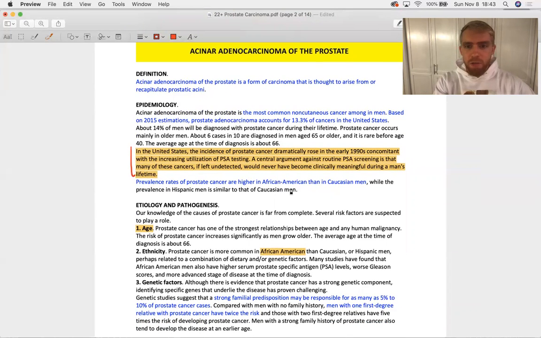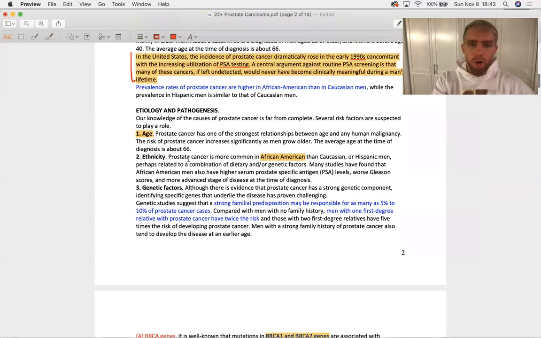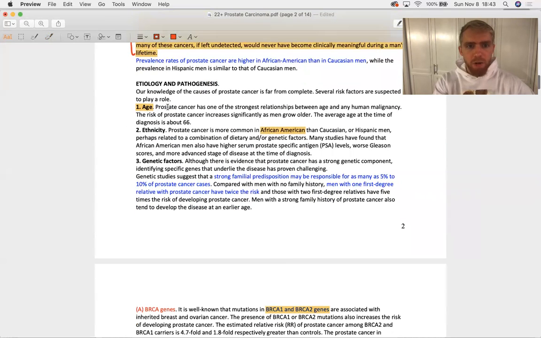Incidence of prostate cancer dramatically rose in the 90s, concomitant with increased PSA testing. And so we were catching them left and right and we were treating them, but then we realized, wow, a whole lot of these don't even need to be treated. What are the risk factors for prostate cancer? Age is the number one risk factor.